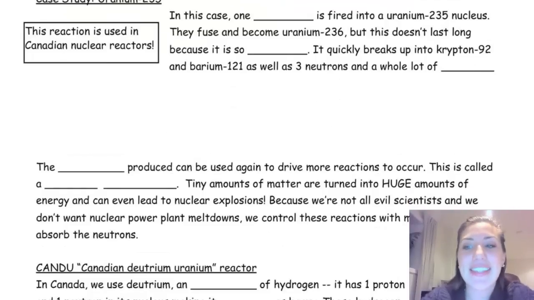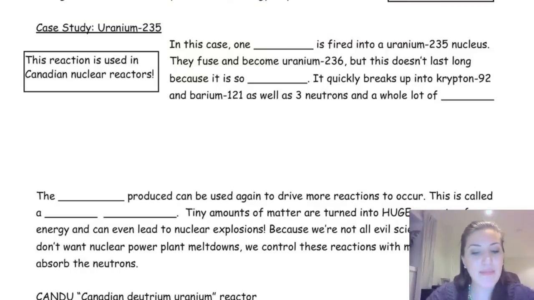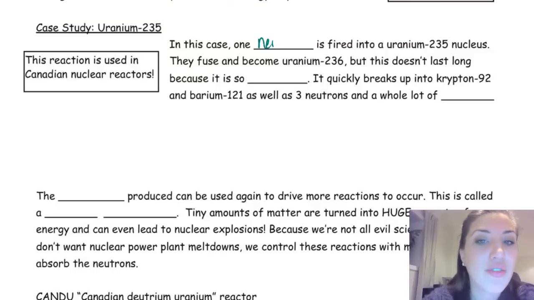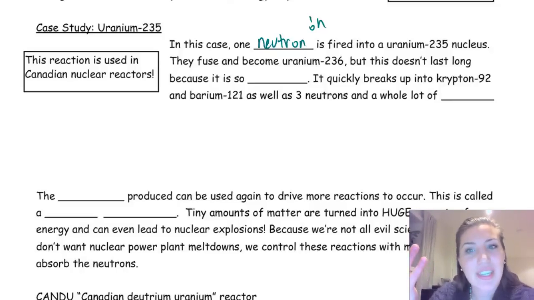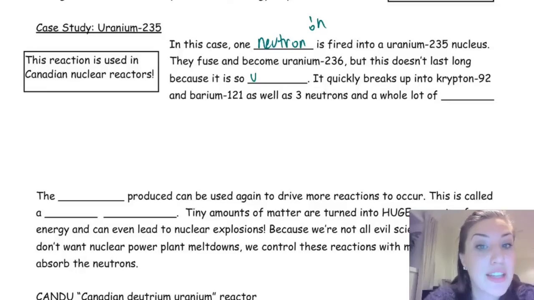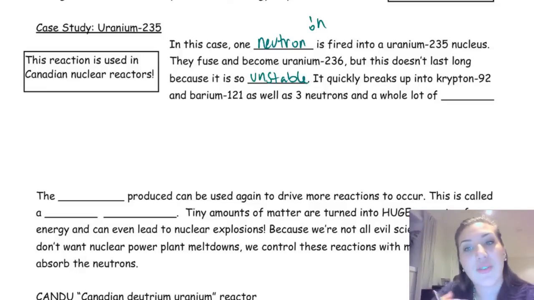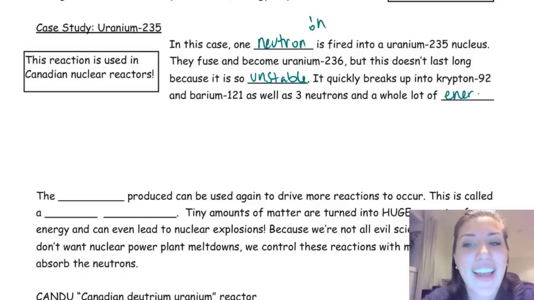Let's look at a case study a little bit deeper into uranium. In this case, we're going to inject a neutron. So not an alpha particle. A neutron symbol would be like this, and it's blasted into a uranium-235 nucleus, which fuses and becomes temporarily uranium-236. But it doesn't last long because it's super unstable. So it will then quickly break down into krypton-92 and barium-121, as well as 3 neutrons and a whole lot of, you probably guessed it, energy.